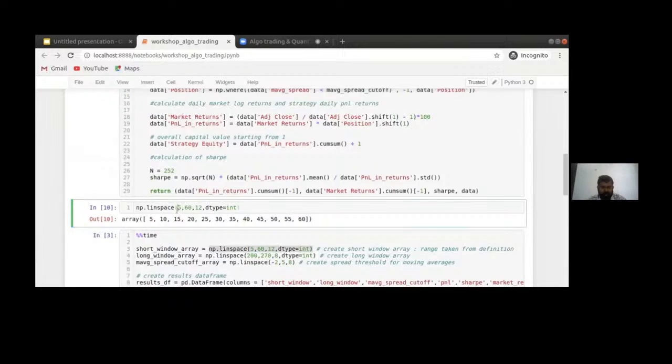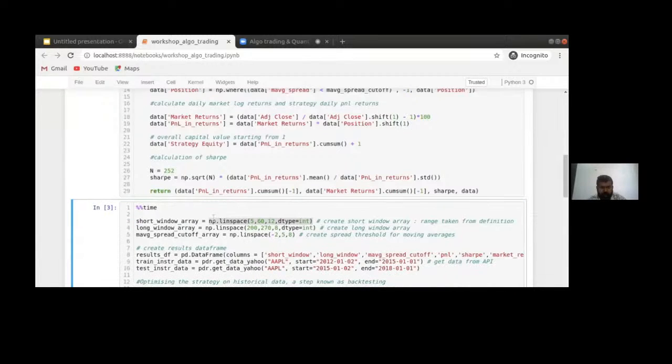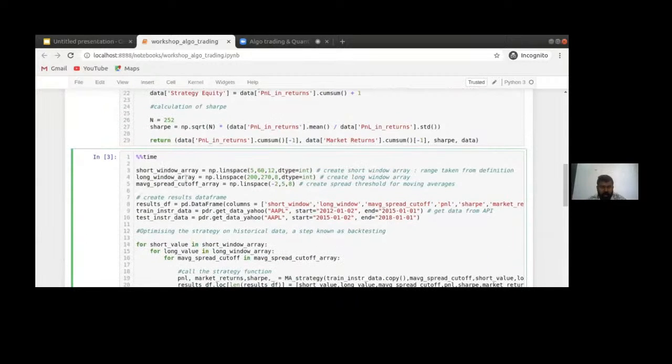And this np.linspace is basically for creating an array. 5 is the starting value, 60 is the final value, and 12 is the number of values that I wish to have. And dtype is the format in which it should return, so these are integer values. These are the parameters for the short window array. Similarly, these are the parameters for the long window array. It starts from 200 and ends at 270. You are free to choose whatever value you want. For the purpose of demonstration, I limited myself to this range.